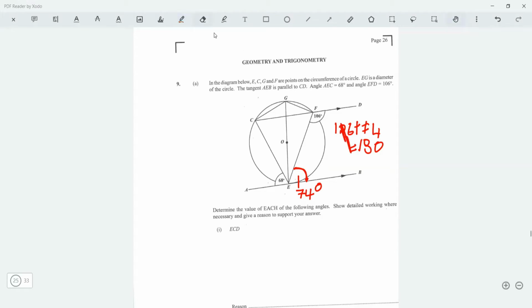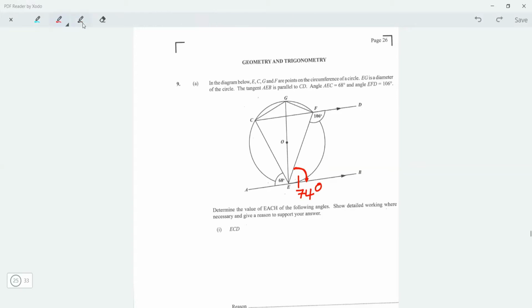So let me erase this now. We don't need that right there. I just put on the 74 based on what we can extrapolate. Okay, let's continue now. It says determine each of the following and show detailed working. Find angle ECD. We need this angle right here. Now let's see how we can extrapolate this angle.